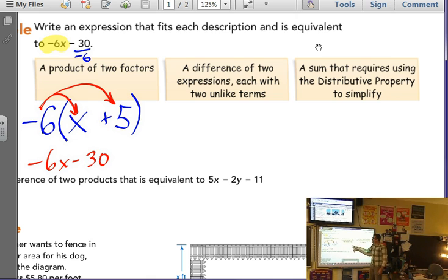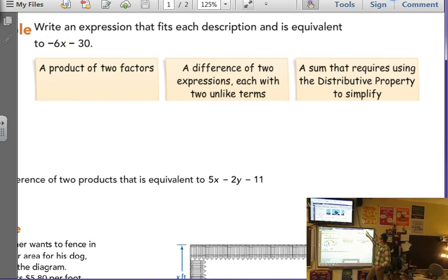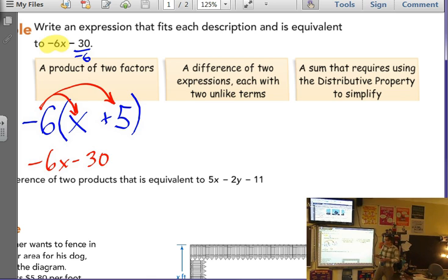So try these other two. I want to see what you guys can come up with. There are infinitely many right answers. I'm not looking for a single right answer. There are infinitely many right answers, which should take the stress off a little bit. Now that doesn't mean every answer's right. It just means there's an infinite amount of choices.